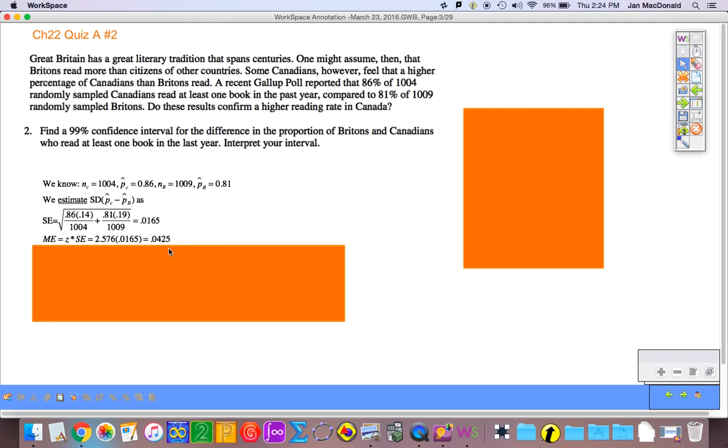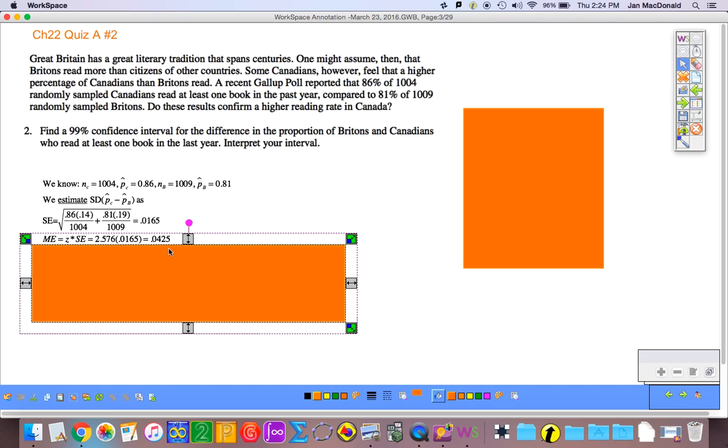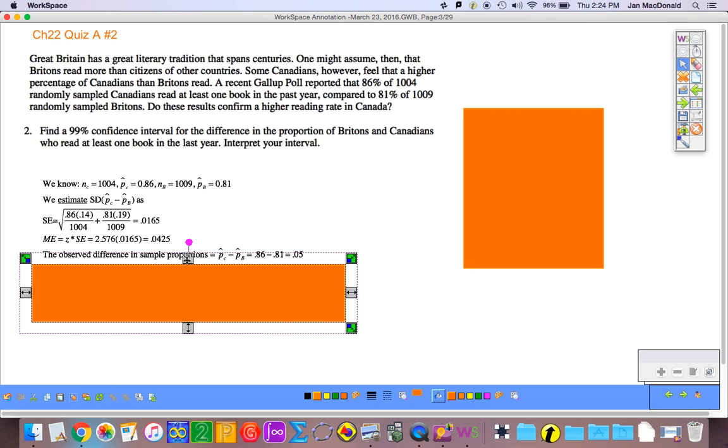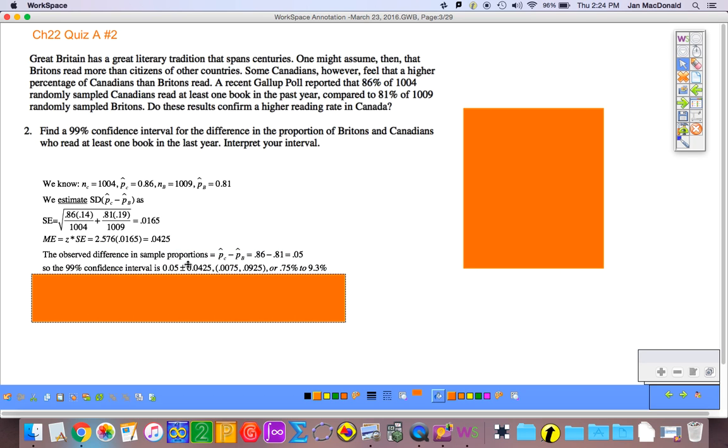Our confidence interval is estimate plus or minus margin of error. Our observed difference in sample proportion is 0.05. This is our estimate. And here's our margin of error. So we do 0.05 plus or minus 0.0425, which gives us a confidence interval of 0.75% to 9.25%, which you see here.